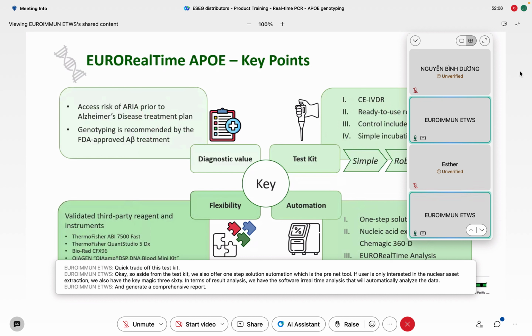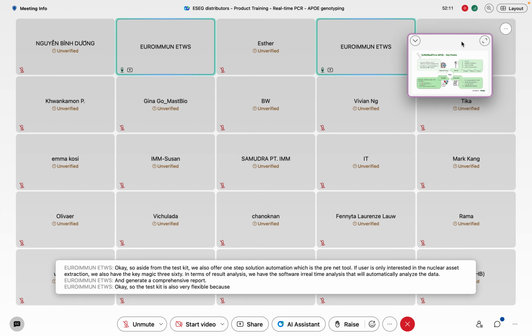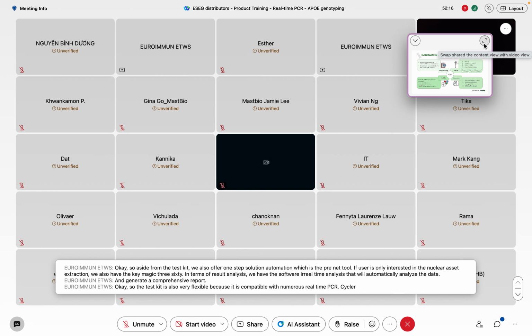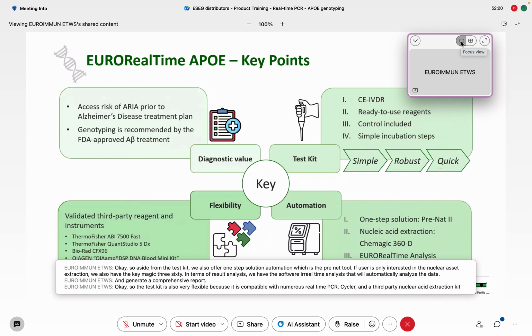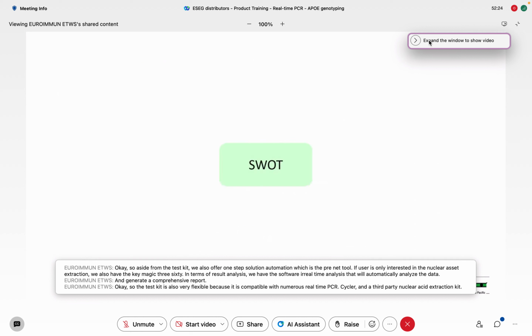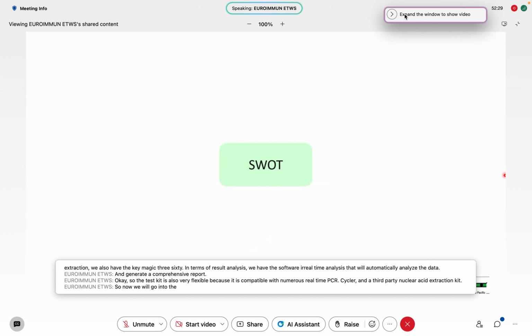Okay, so the test kit is also very flexible because it is compatible with numerous real-time PCR cyclers and third-party nucleic acid extraction kits. Okay, so now we will go into the SWOT analysis.